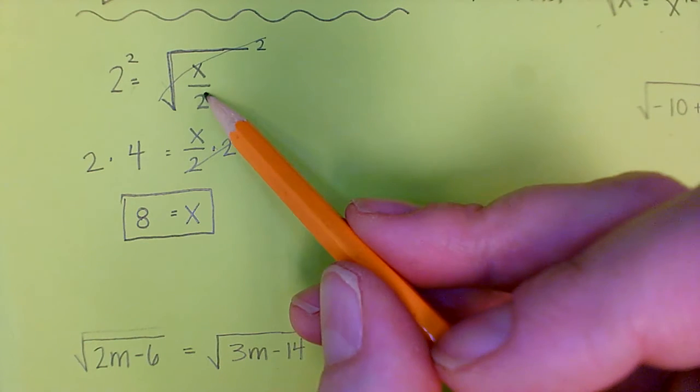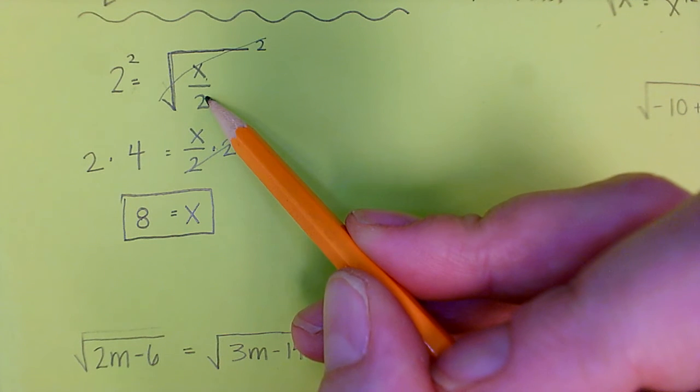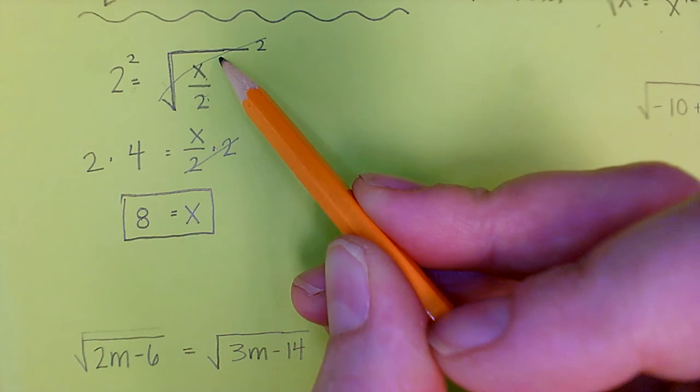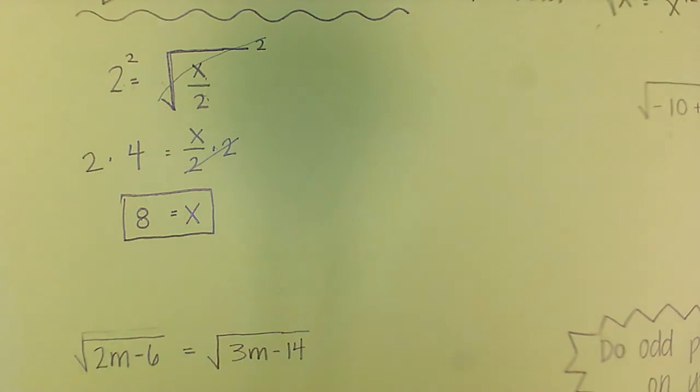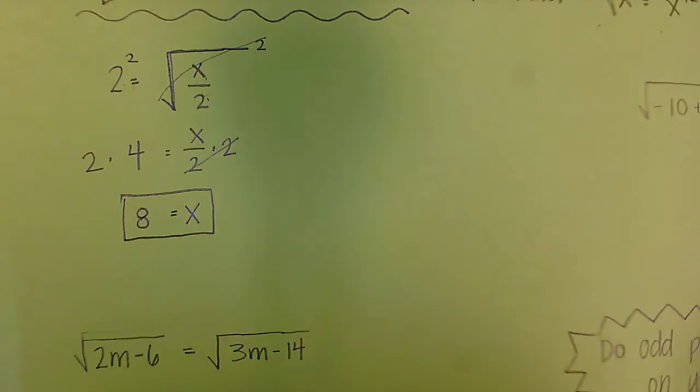And then you can plug it back in. 8 over 2 is 4. The square root of 4 is 2. So it works. So it's always good to go back and double check to make sure that it works.